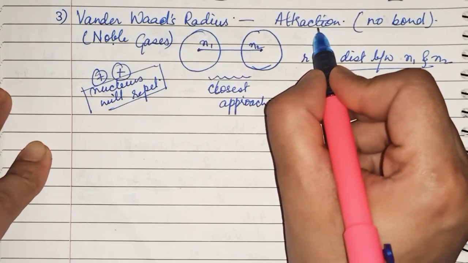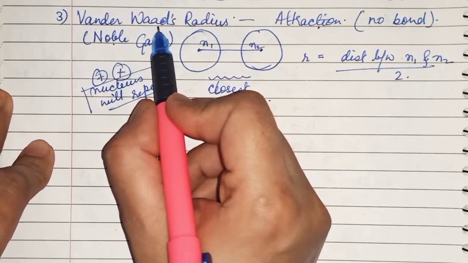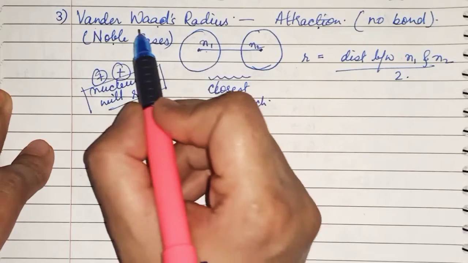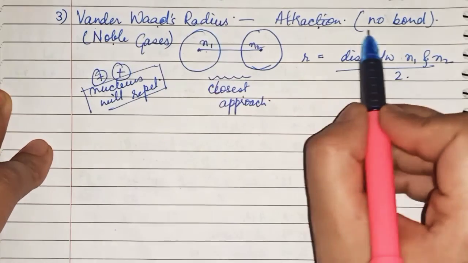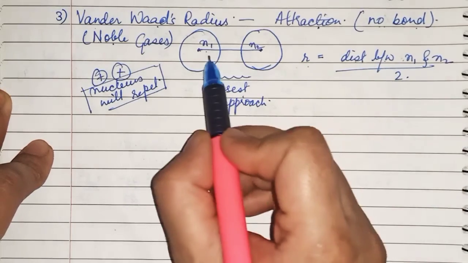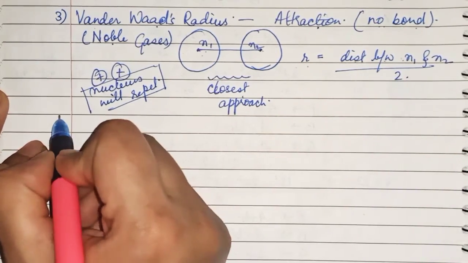Then the force of attraction will develop. This force of attraction is called Van der Waals forces, and this distance between the nuclei of the two atoms is called the Van der Waals radius. Here no bond is formed, and the radius will be the distance between N1 and N2 upon 2. Okay. Third is done.